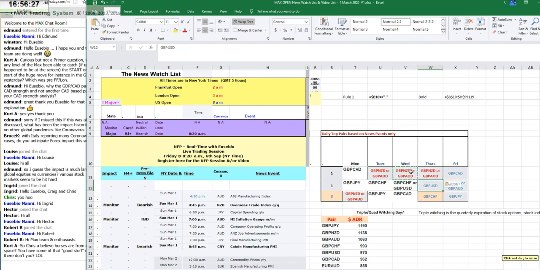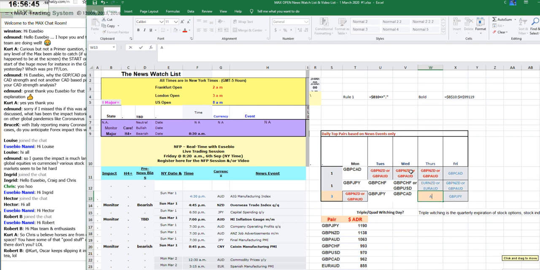Yep. The Euro Kiwi or the Euro Aussie. Oh, okay. And exceptionally, we will have the Aussie yen. It's a long time since we have seen the Aussie yen. Aussie yen. Yeah.